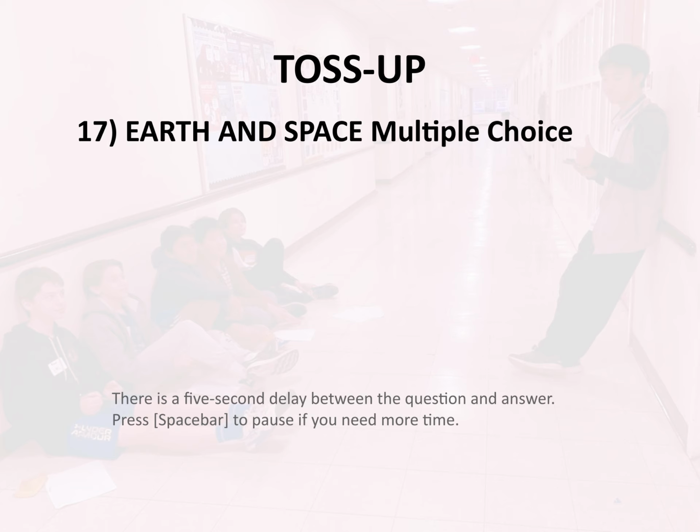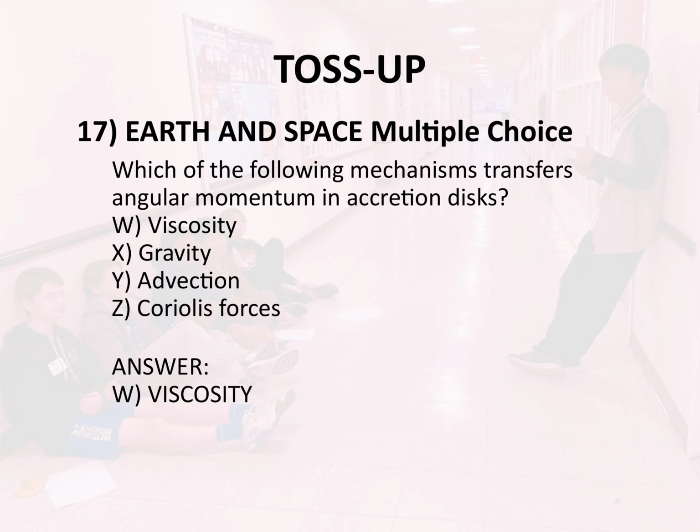Toss-up 17. Earth and space. Multiple choice. Which of the following mechanisms transfers angular momentum in accretion disks? W. Viscosity, X. Gravity, Y. Advection, Z. Coriolis forces. Answer: W. Viscosity.